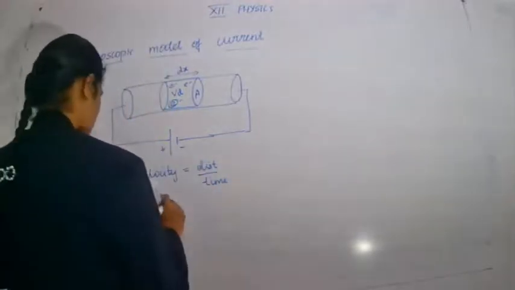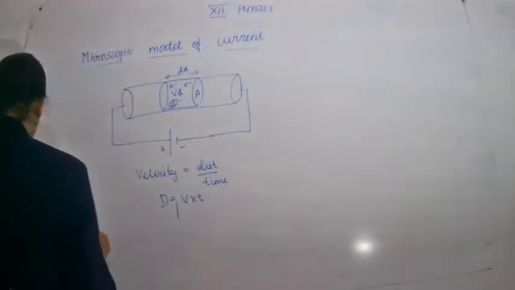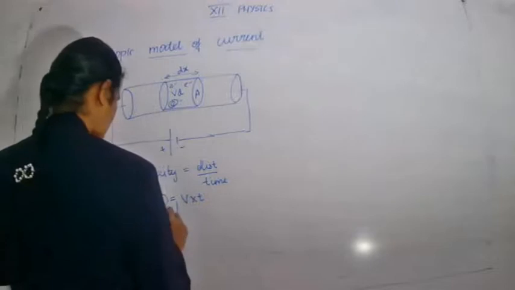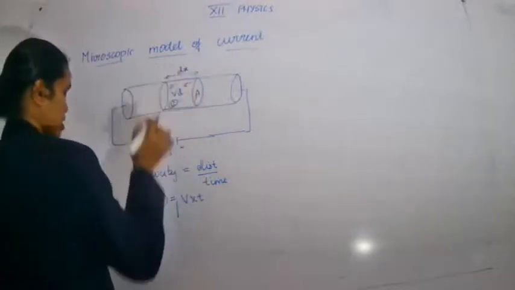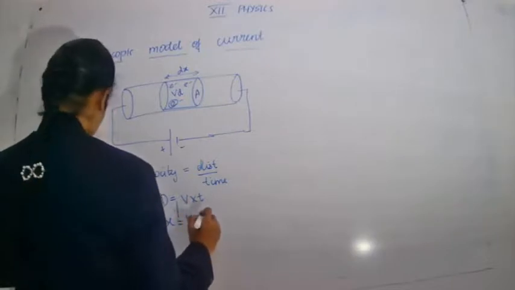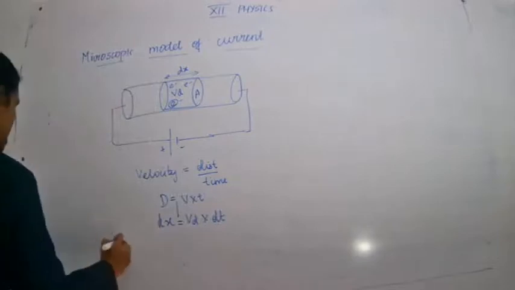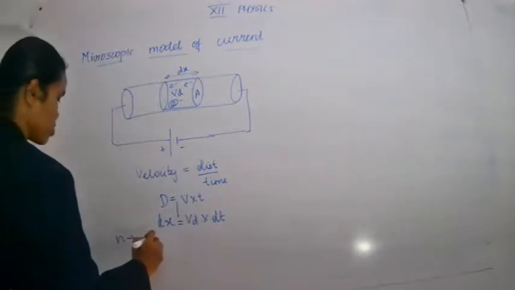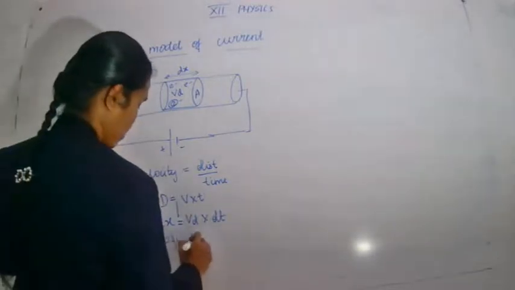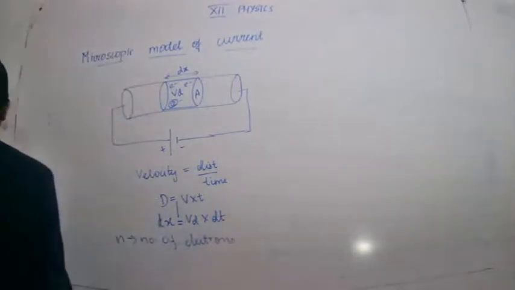And this distance is equal to velocity into time. Here the distance is dx, and velocity is Vd, and the time is dt. Now, n is the number of electrons.